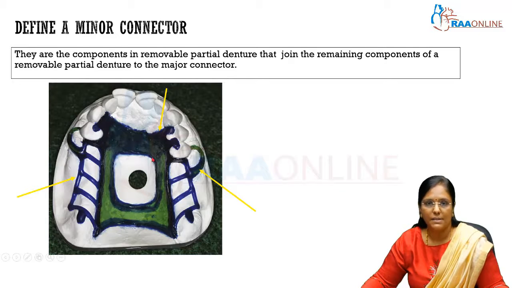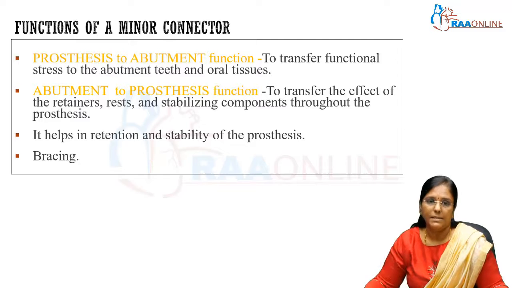So basically the first thing you remember about a minor connector when a definition is asked is it is the connecting link between the other parts and the main part, that is the major connector, in a removable partial denture framework. The next important content that we have to know about the minor connector is the function. As I mentioned, the primary function of a minor connector is to connect the other components to the major connector.